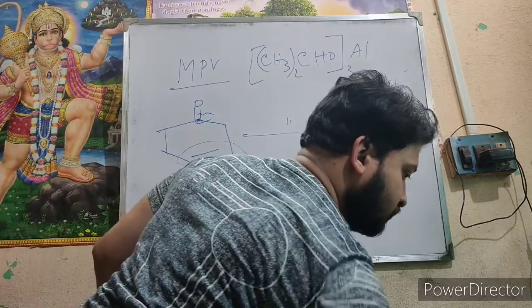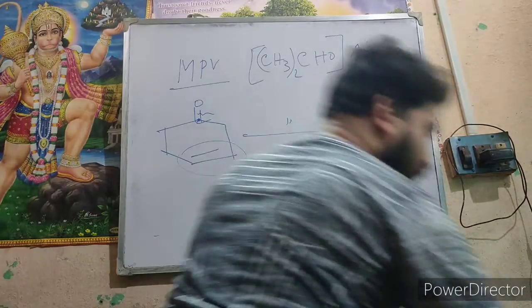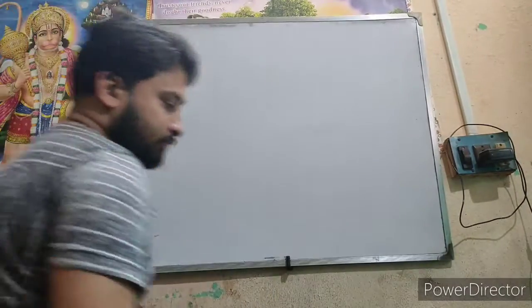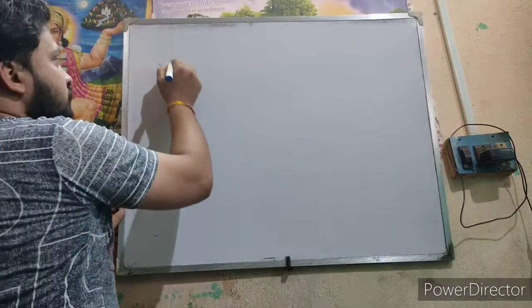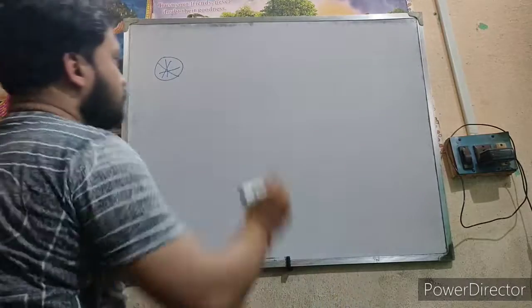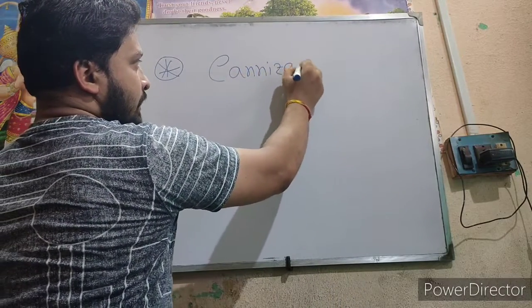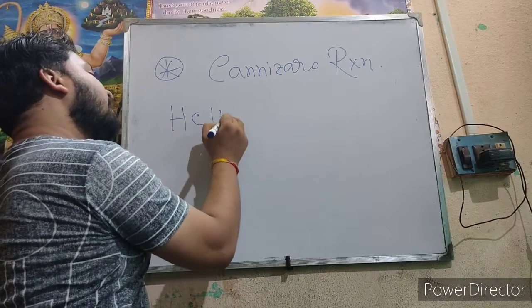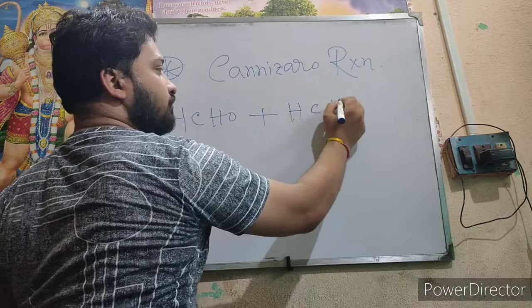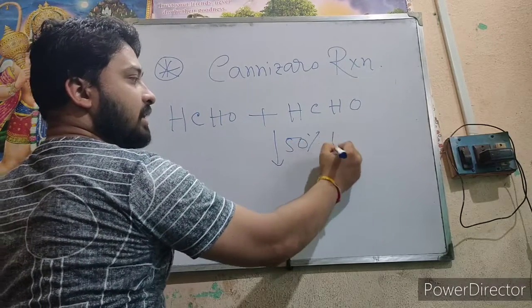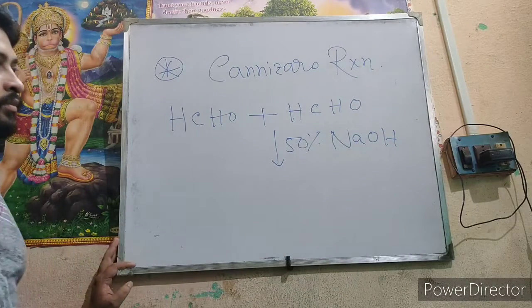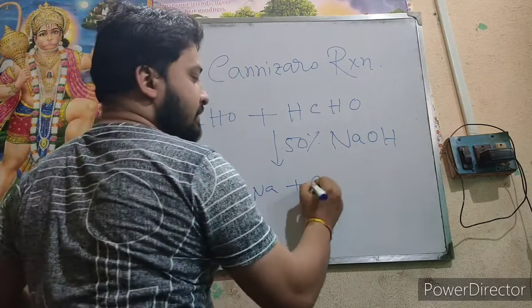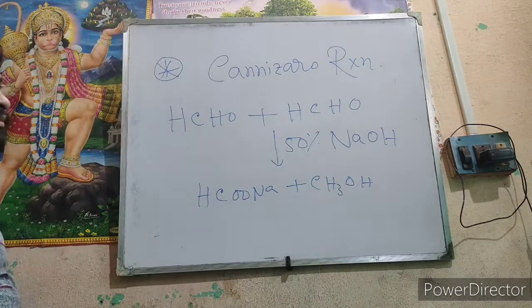Okay, so this is the problem. Now the next problem is on the Cannizzaro reaction. For the Cannizzaro reaction, you use aldehydes which have no alpha carbon, HCHO and HCHO. If you use 50% NaOH, you get a product. The product is HCOONa and another is CH3OH. This is the Cannizzaro reaction.